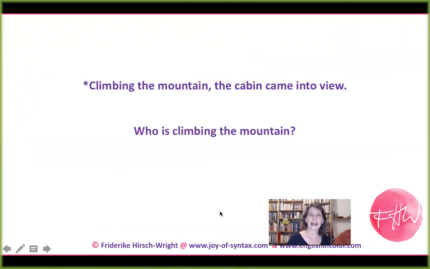Okay, here's another example. This one was given in one of the Webster dictionaries. Climbing the mountain, the cabin came into view. When you look up dangling modifiers in one of the Webster dictionaries, I don't remember which one, it might have been the Collegiate, then you will find this example of a dangler.